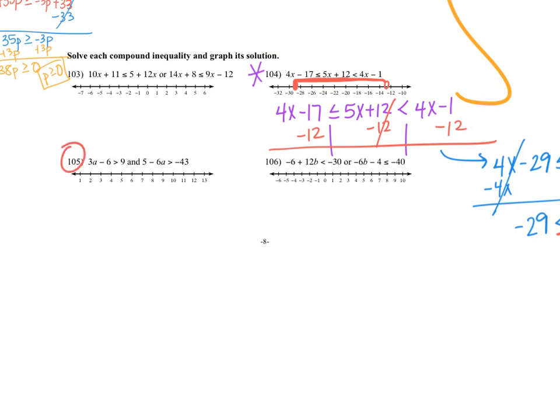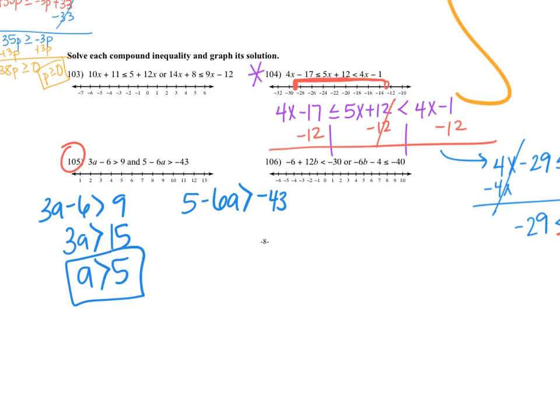Let's try a couple more. So 105, if I actually did that, it is an and problem. So separately, 3a minus 6 is greater than 9. And then you have 5 minus 6a is greater than negative 43. So I'm going to do the same thing. So 3a greater than 15. So a is greater than 5. That's one answer. And then I'm going to subtract 5. So negative 6a is less than negative 48. And because I divided by a negative, my sign now switches. So negative 48 divided by negative 6 is actually 8. So this is also an answer.